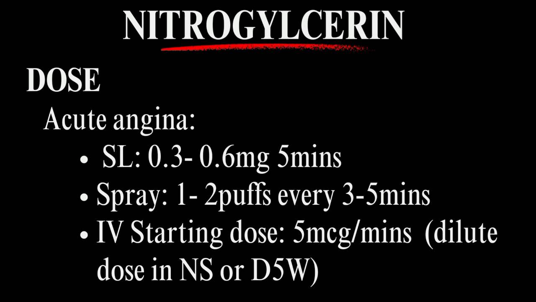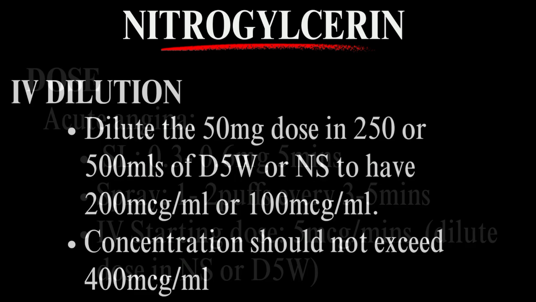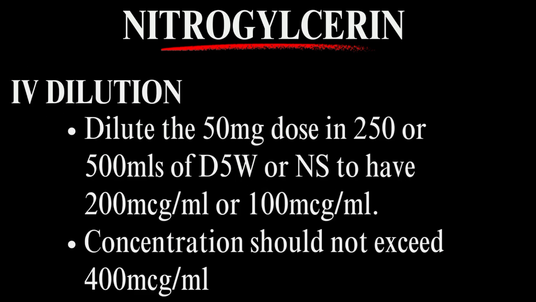For IV, a starting dose of 5 micrograms per minute is given, and you have to dilute this dose in normal saline or 5% dextrose. So for the dilution, you dilute the 50 milligram dose in 250 or 500 mls of 5% dextrose or normal saline to have a concentration of 200 micrograms per ml or 100 micrograms per ml respectively.